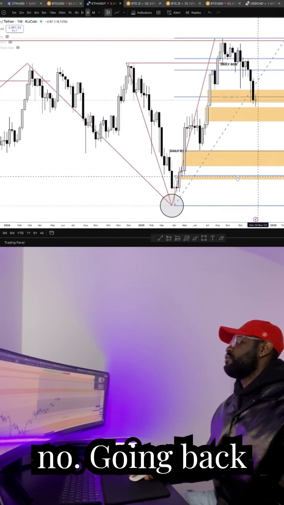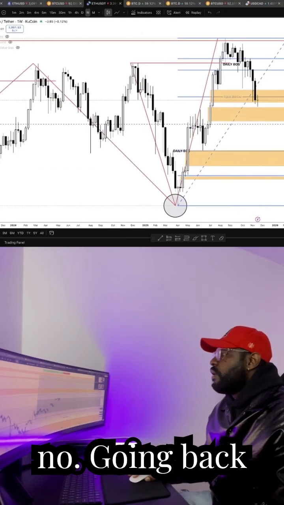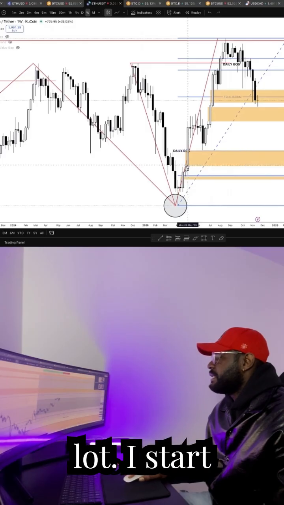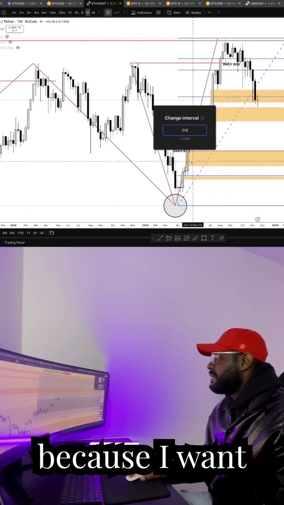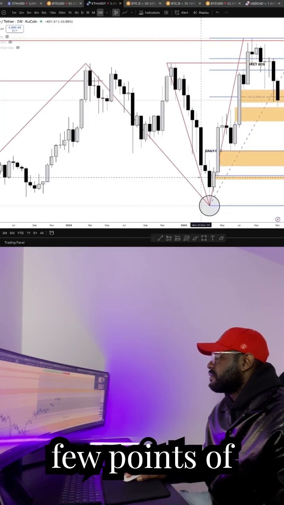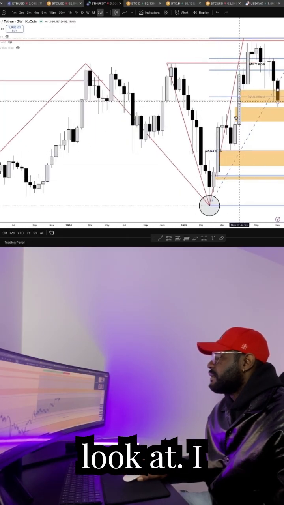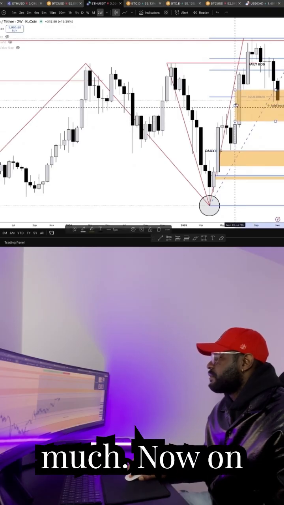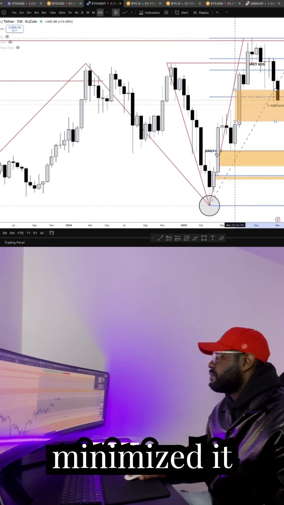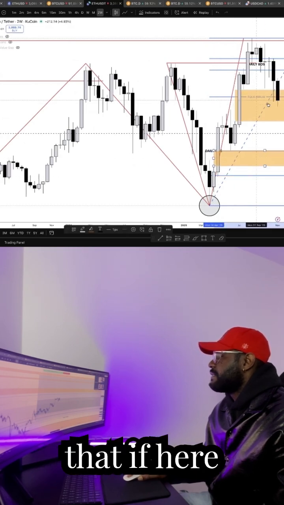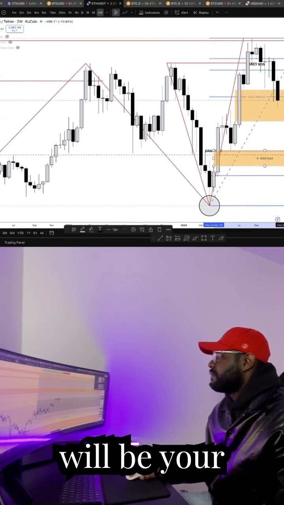Now going back to my analysis: one, two, three, four points of interest. That's a lot. I start to scale up time frames because I want to make it as small as possible. I want to have few points of interest to look at. I don't want to see four points of interest, that's too much. Now on the 2-week time frame, it minimized it to two points of interest. So that's now showing me that if here fails, this will be your next draw on liquidity.